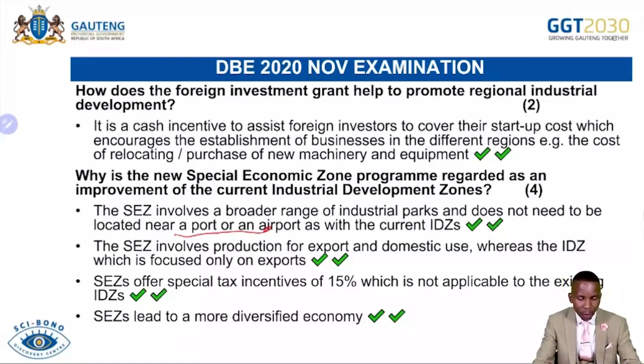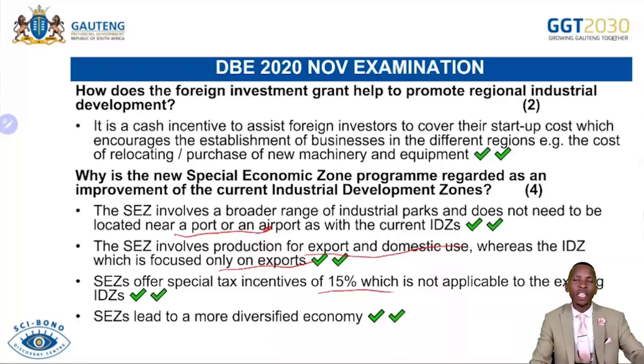And then we continue. The SEZ involves production for export and domestic use. So they involve both exporters and those that are producing for the local economy only, whereas the IDZ focuses mainly on exports. The SEZ offers a special tax incentive of up to 15%, which is not applicable in the existing IDZ. The SEZ leads to a more diversified economy because a variety of industries can be attracted to invest in the SEZ.